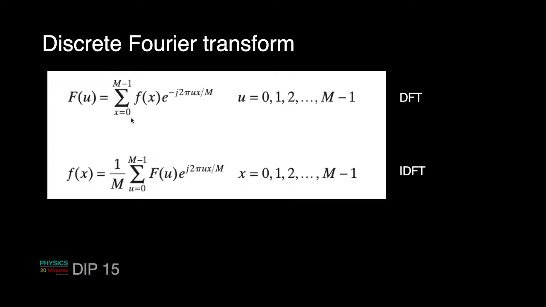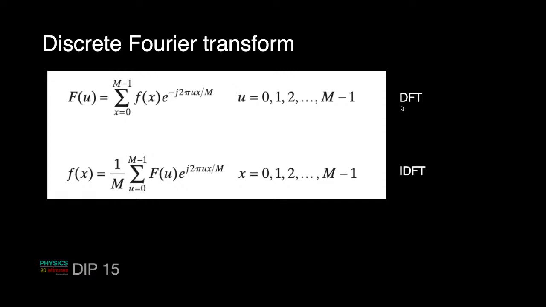An image will go from x equal to 0 to some maximum number of pixels, and f of x gives you the intensity value at a particular position x, and this is what is called discretized. M is the total number of pixels in the given dimension, and this is called the discrete Fourier transform, which is used for operations in image processing.